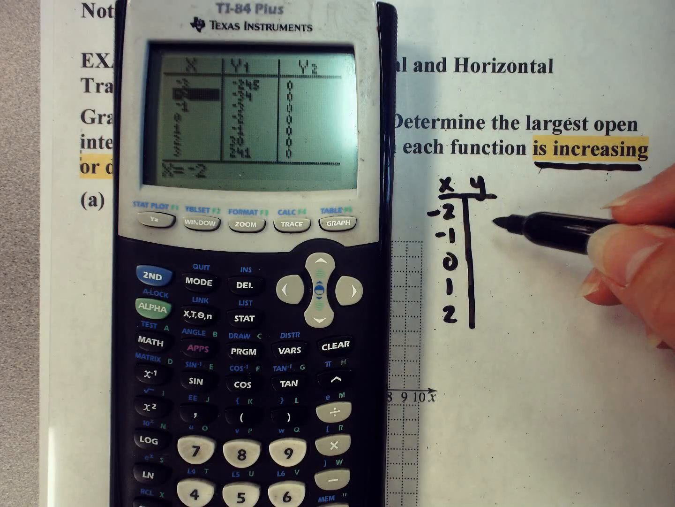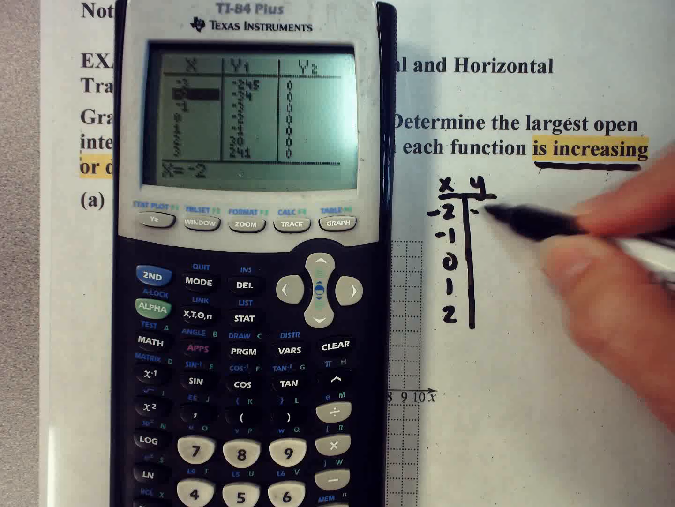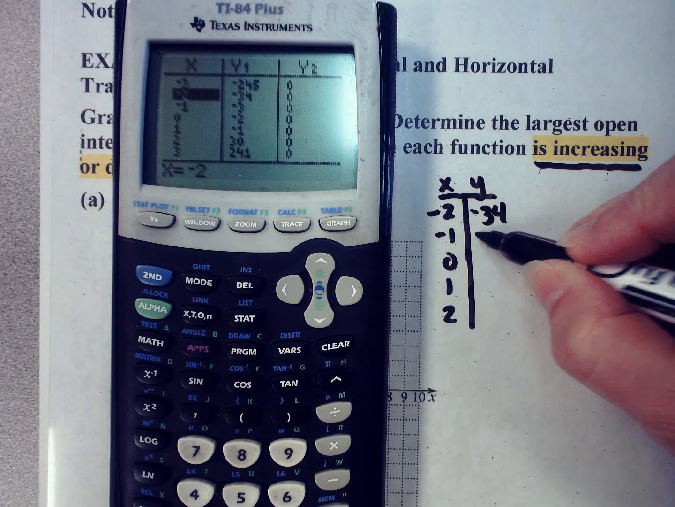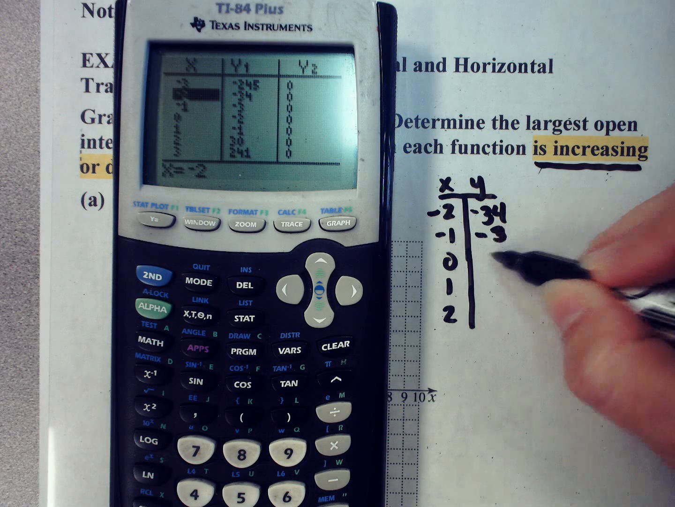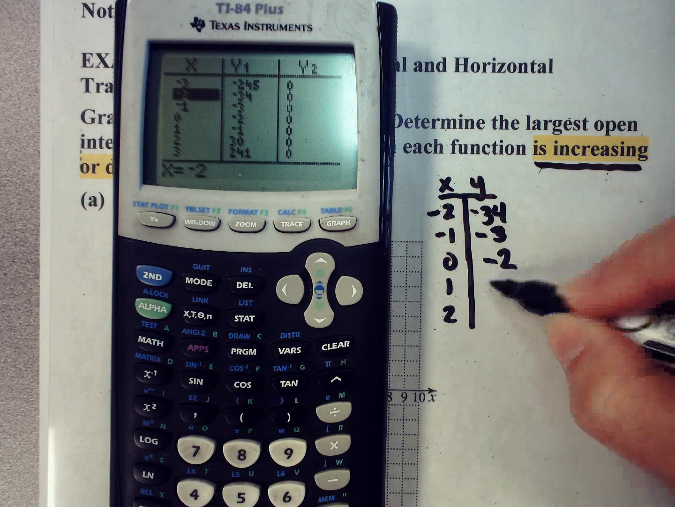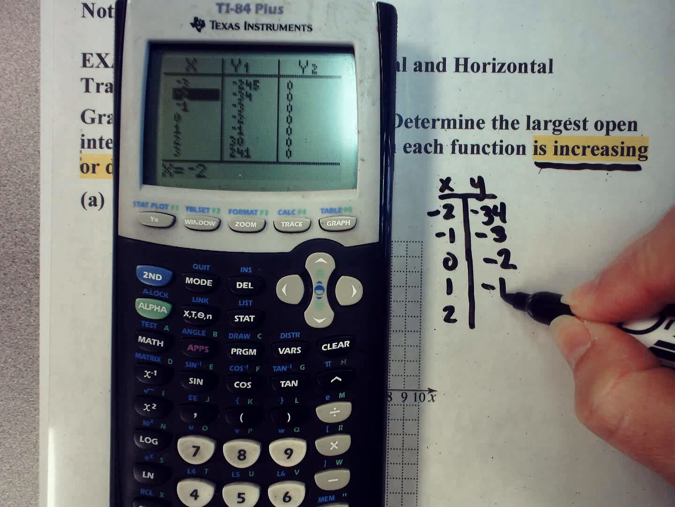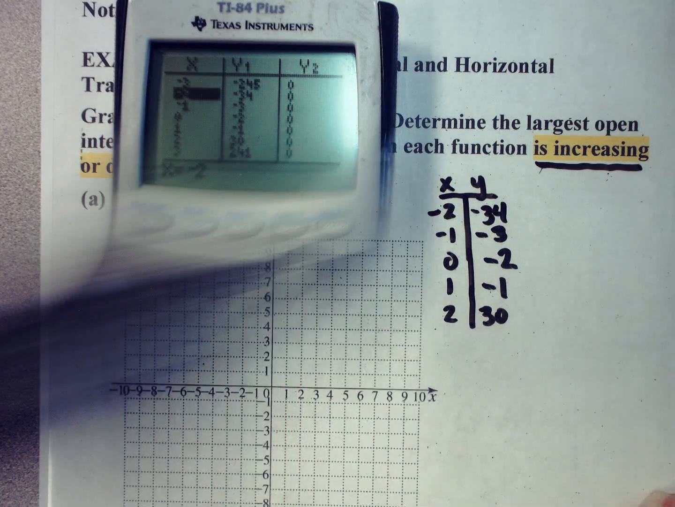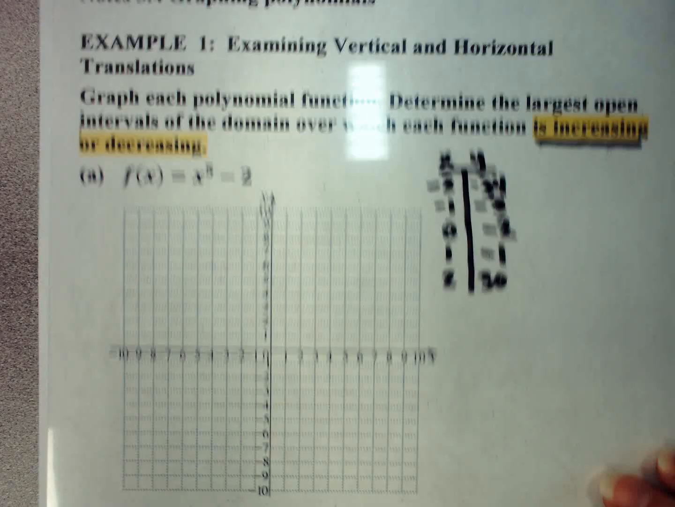So negative 2 would be negative 34, which would be off your graph, obviously. Negative 1 would be negative 3. 0 would be negative 2. 1 would be negative 1. And 2 would be 30, which again would be off of your graph. But these are the points that I would like you to graph.